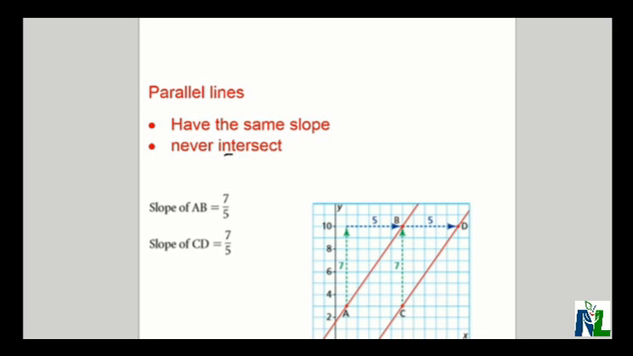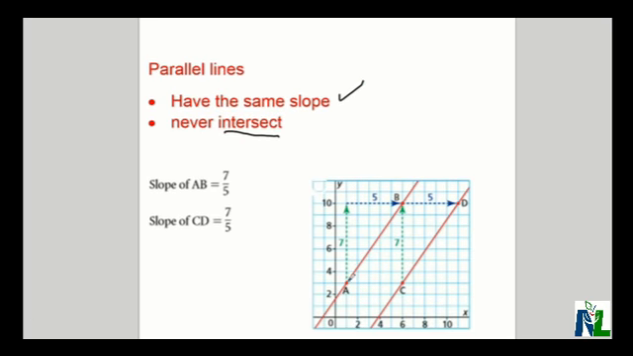In earlier grades, you did learn about parallel lines and that they never intersect. With reference to slope, they have the same slope. So if you're looking at line AB in the example I've given you here, the rise is 7 and the run is 5. And for CD, the rise is 7 and the run is 5. And these lines are parallel since they have the same slope.